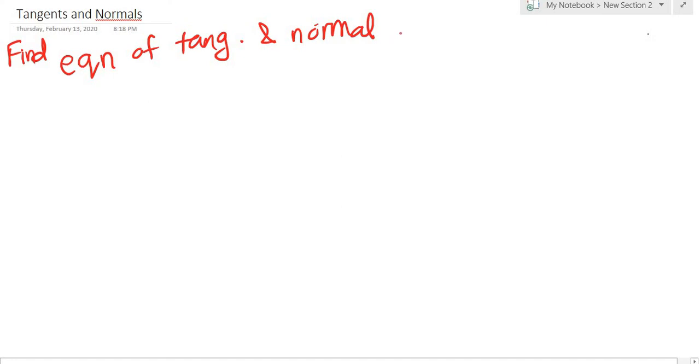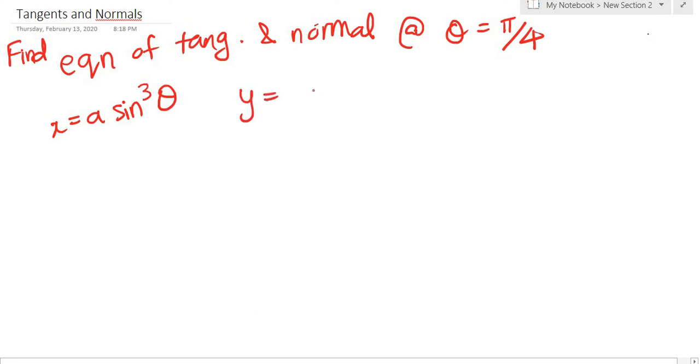Now let's do a parametric example. So they're telling us to find the equation of tangent and normal line at theta equals pi over 4 of the set x is equal to a sine cube theta and y is equal to a cos cube theta.